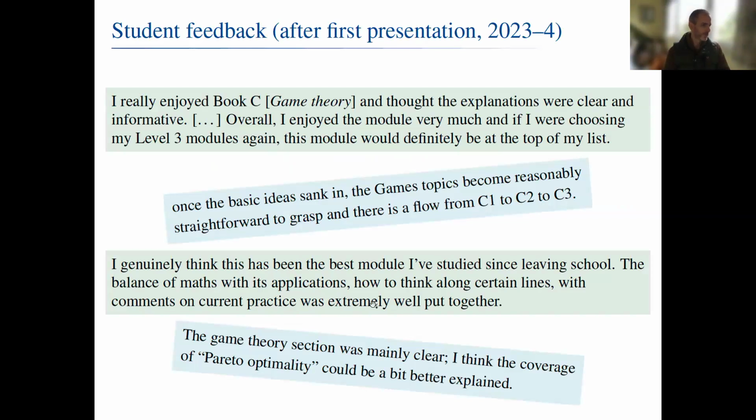So the first person really enjoyed book C and thought the explanations were clear. Overall, they enjoyed the module very much. And then once the basic ideas sank in, the game topics became reasonably straightforward to grasp, and there's a flow from C1 to C2 to C3. So those are the 3 game theory chapters.